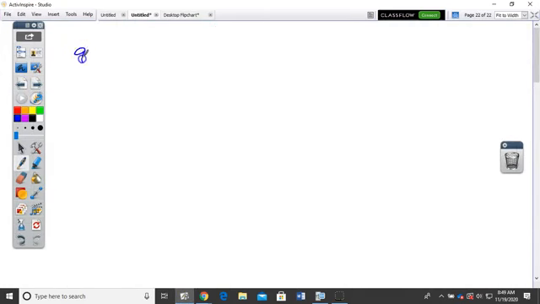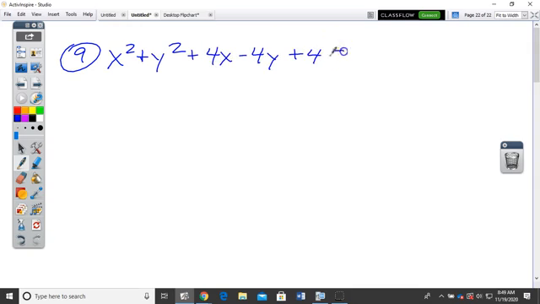So, first off, number 9. X squared. What are these? Oh, you're reading it to me. Thank you. Would you mind doing that? X squared plus y squared plus 4x minus 4y plus 4. All right, so they do not tell me what it is, but I do know it's a circle. I know that because the coefficients in front of x squared and y squared are the same, okay? And since they're 1, I can just complete the square right off the bat, okay?